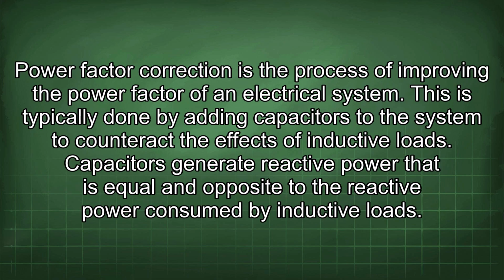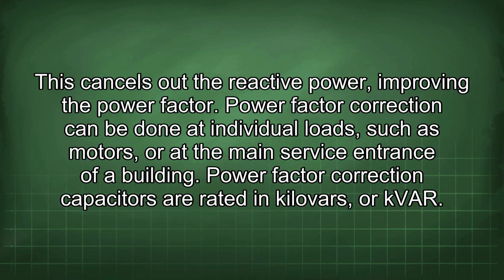Power factor correction is the process of improving the power factor of an electrical system. This is typically done by adding capacitors to the system to counteract the effects of inductive loads. Capacitors generate reactive power that is equal and opposite to the reactive power consumed by inductive loads. This cancels out the reactive power, improving the power factor.